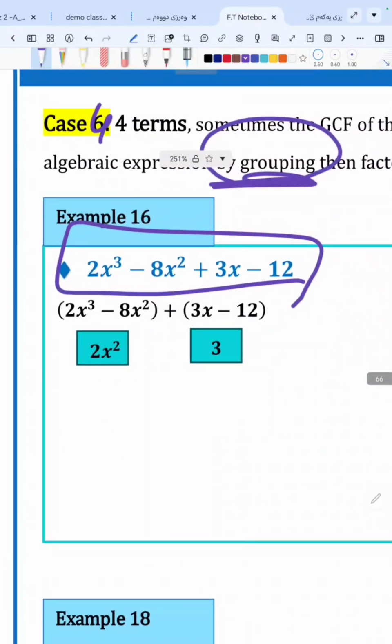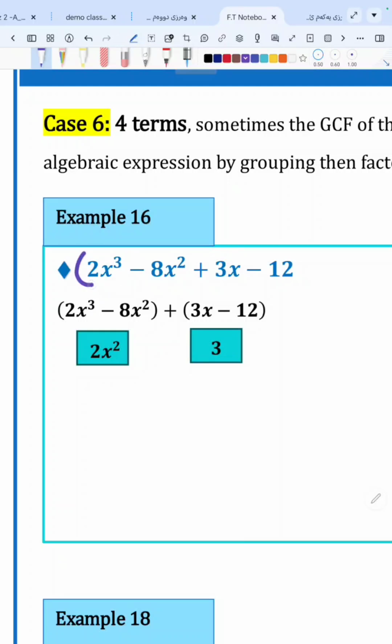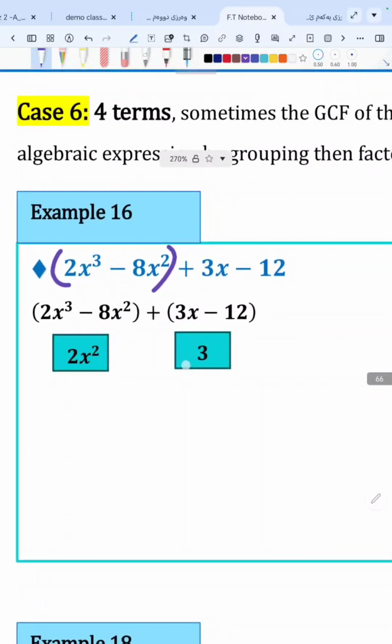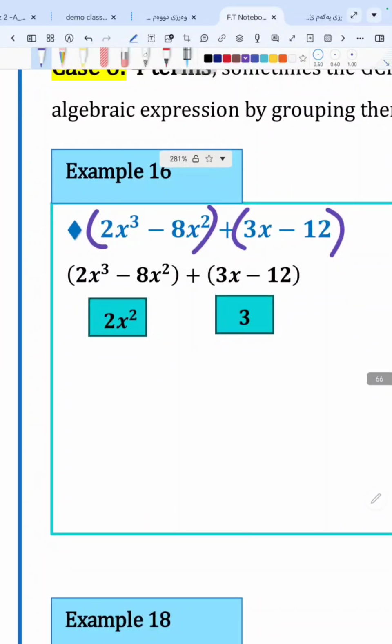For example, we're going to say, the first one and the second one, we're going to put inside a parenthesis. The third one with the fourth one, we're going to put inside the other parenthesis. Now solve it. Go back to case 1. Is there any GCF in this parenthesis? Yes, we have 2. As for x, we have x power 2 as a common variable. So 2x power 3 divided by x power 2, only x remains, minus 8x power 2 divided by 2x power 2 is equal to what? 8 divided by 2, 4.